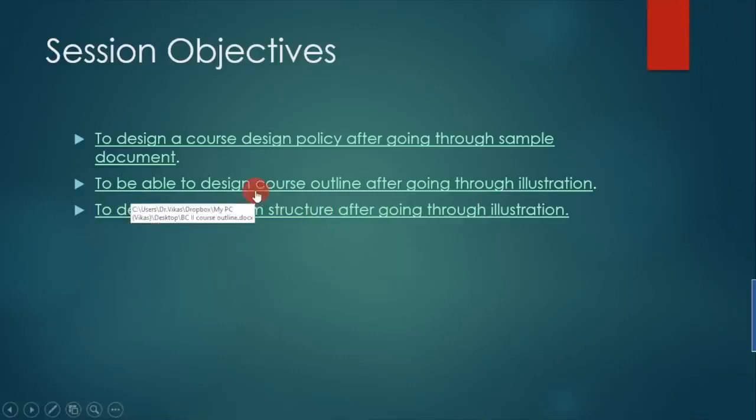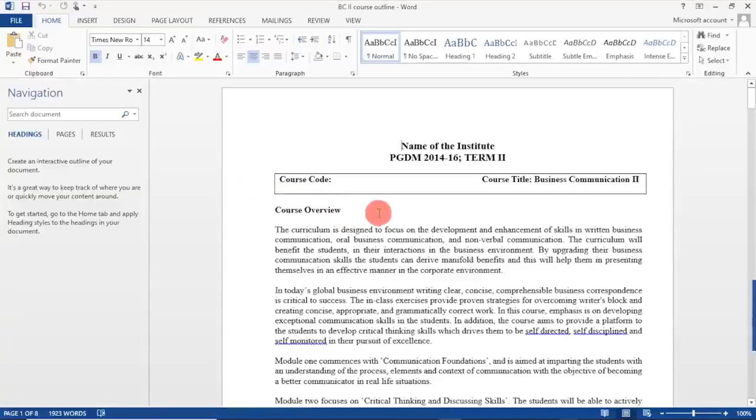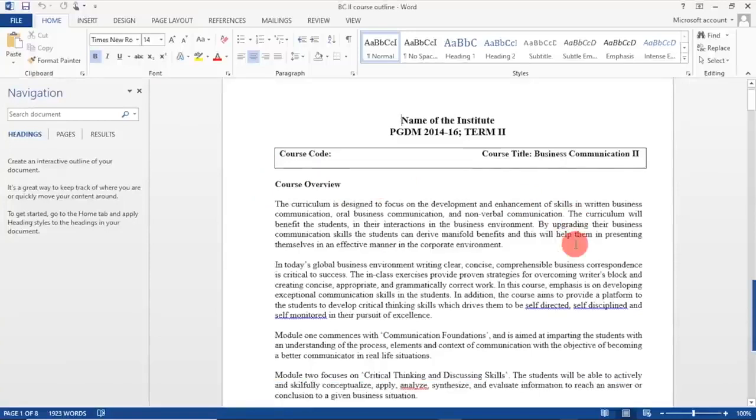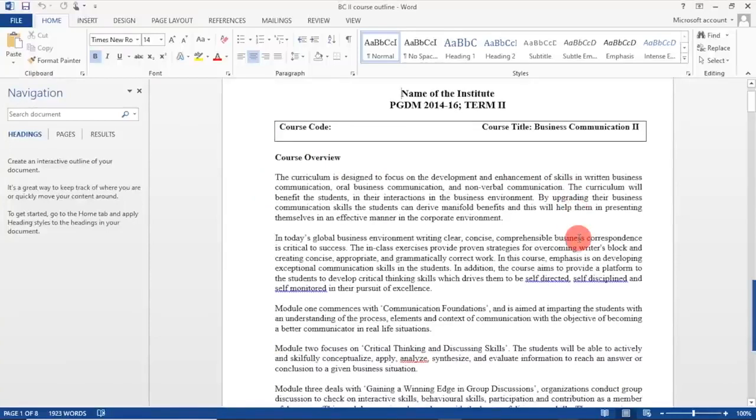We now move on to the second point, that is to be able to design a course outline after going through the illustration. So I showed you the template for course outline. Now I'm going to show you the actual course outline. So this is the actual course outline which you can see.